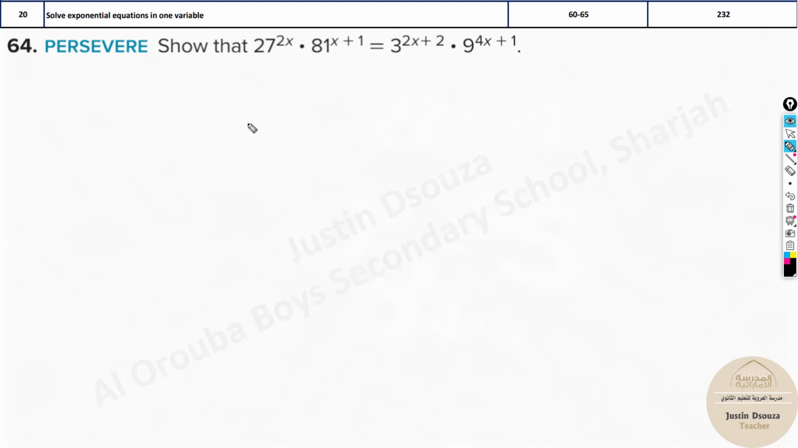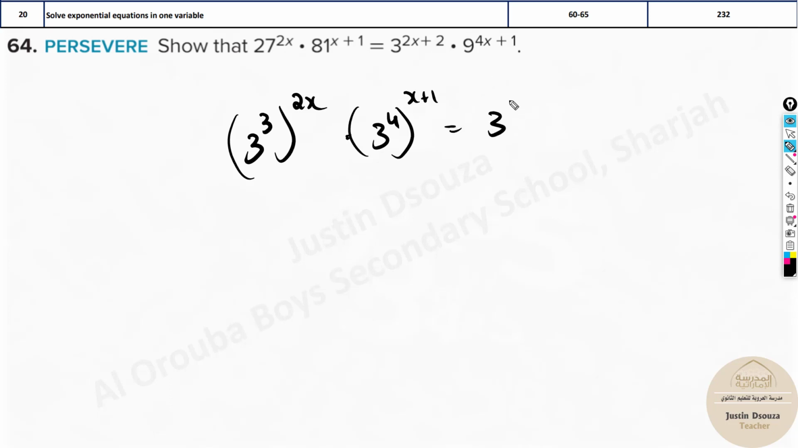I will write, instead of 27, 3 power 3. And then I'll write the exponent, what was originally there as a power. 3 to the power 4 is 81. Then write x plus 1. 3 as it is, base is same, 3 power 3 only, okay? 3 to the power 2x plus 2 multiplied by 3 square, the whole power 4x plus 1.